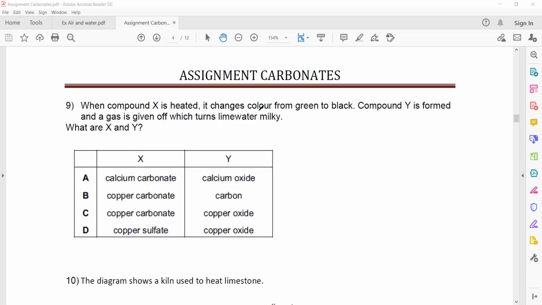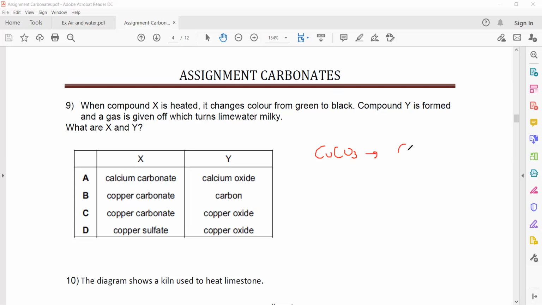When a compound X is heated, it changes color from green to black. Compound Y is formed and a gas is given off that turns lime water milky. This compound is a colored compound. If a colored compound is there, it cannot be a group 1, 2, 3 compound. It should be a transition element. So either B will be the answer or C will be the answer. But the gas given off turns lime water milky, so it should be a carbonate. So it is actually copper carbonate.